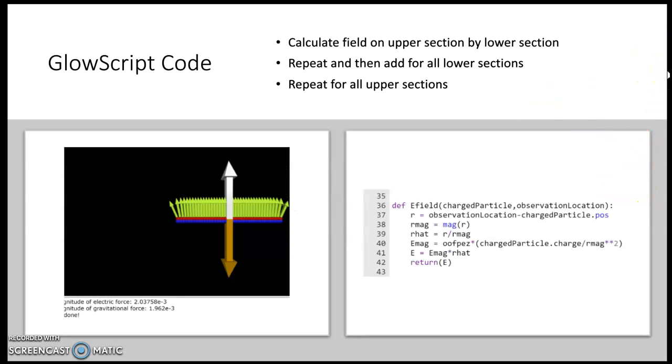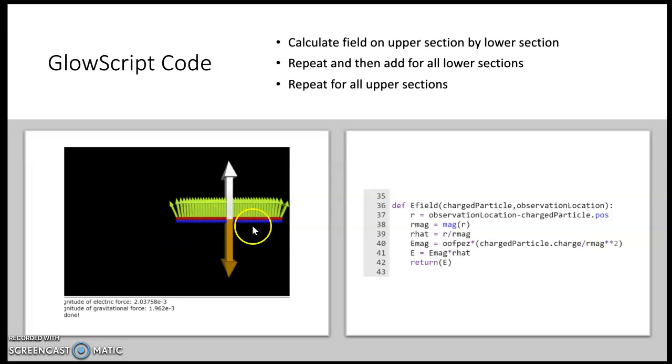The computational model for this lab was written in GlowScript. An image of this, the visual output of this model, is on the left. You can see the white arrow is the total electric force felt by the upper tape, exerted by the lower tape. On the bottom, the orange arrow is the gravitational force on the upper tape, and the small arrows are the individual instances of the field felt by that upper piece of tape.